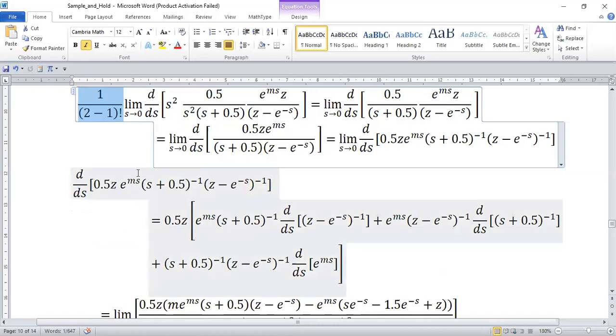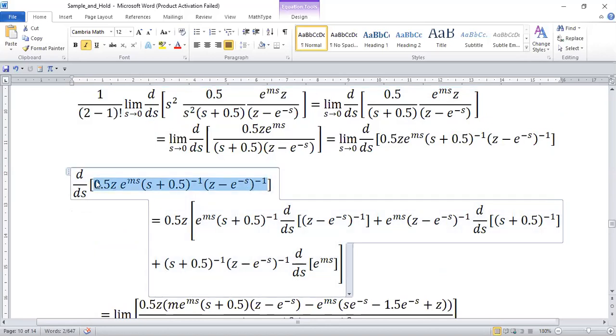The differentiation, first of all, when you want to differentiate this, this has three terms. So you write the first one. So 0.5z is common to all of them. That's why I just brought out this 0.5z here. So you have three terms. You have exponential ms, you have this, and you have this also. So there are three terms. So the first one is you write this one. You write the first two, then you differentiate the last one.